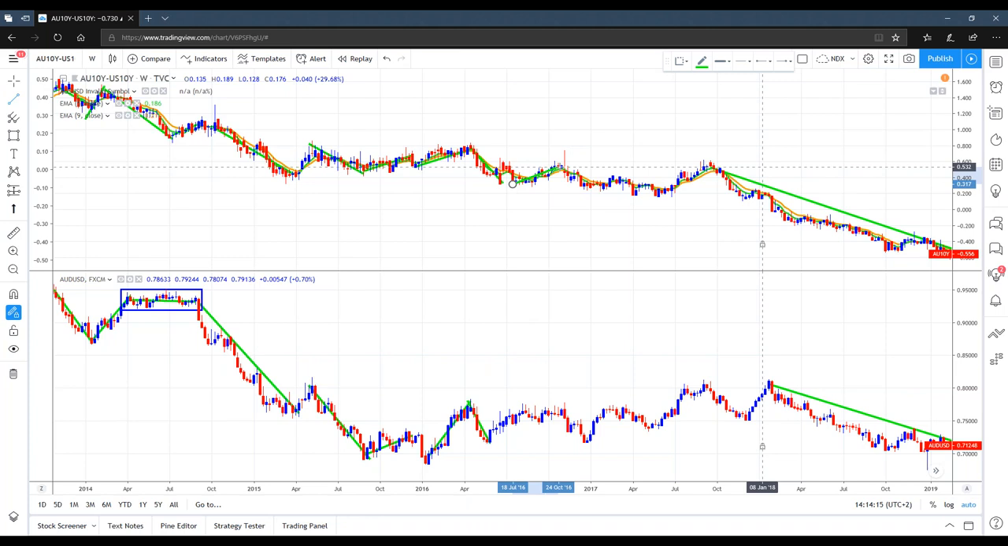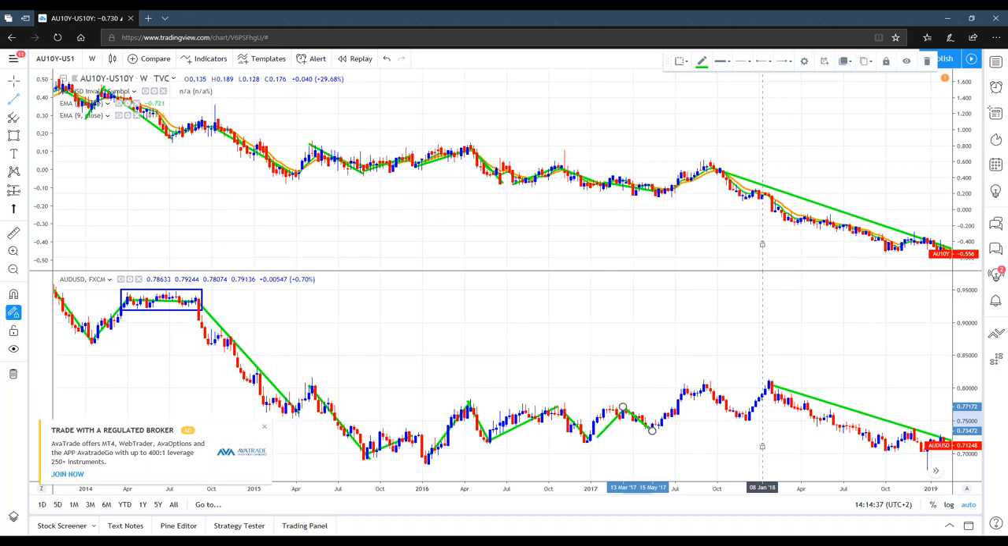Little bit of a movement up there. Okay, so you can see the relationship's incredibly tight here. Move down there. Okay, moves down here. Sort of moves up down there. So a little bit of a break over here.